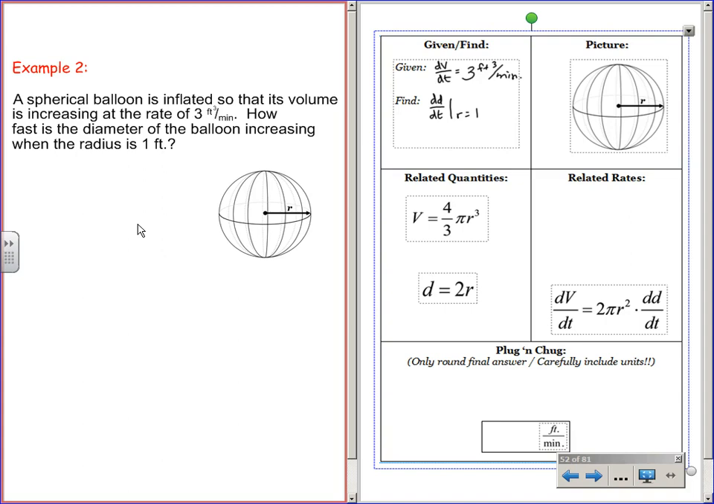Pause. Any questions on the given and the find? Are we okay? The balloon is changing, so its volume with respect to time, dV/dt. They asked for how fast the diameter, so dD/dt. They said r equals 1. That's my clue to ignore until it's time. That's just geometry.